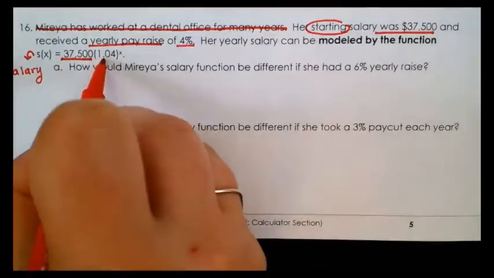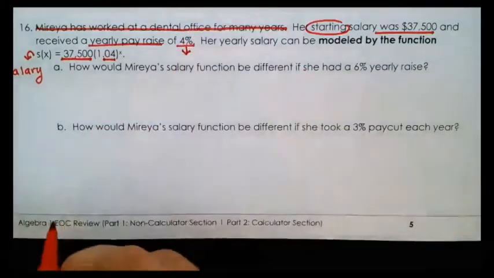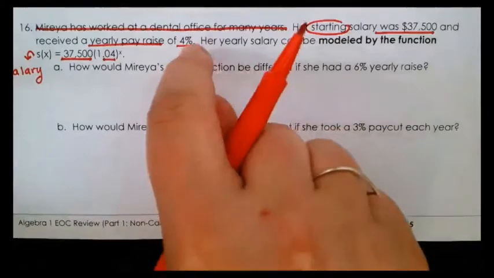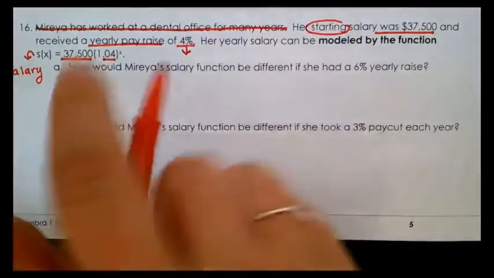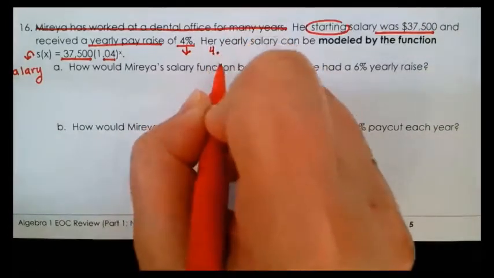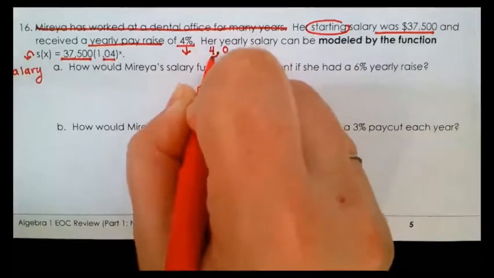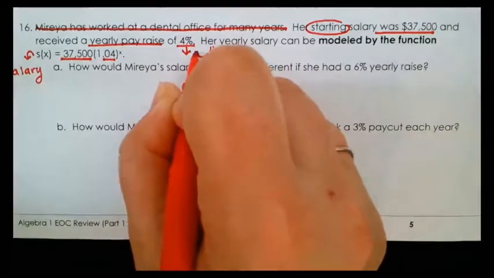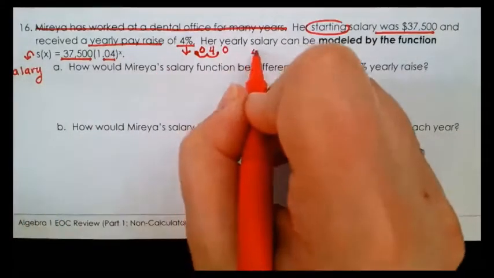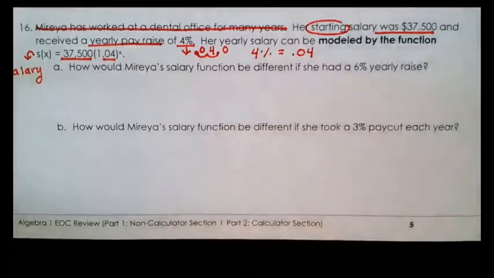Now notice that 0.04. Where does that come from? That comes from the fact that 4% was her yearly raise. You always use your percentage, your rate, as a decimal. So to turn 4% into a decimal, right now it's 4.0, you're going to move your decimal to the left 2 units. So you're going to put in the 0 right here. So 4% is equal to 0.04 as a decimal.